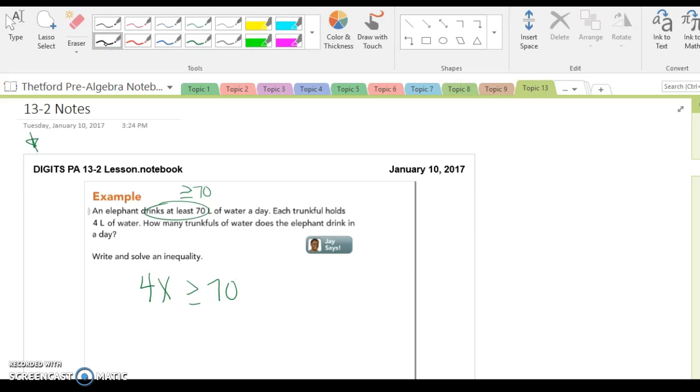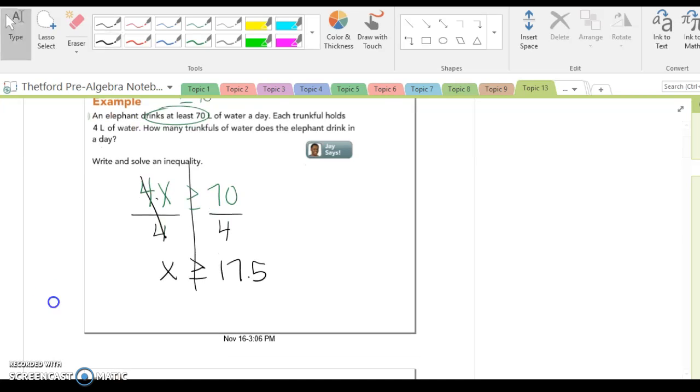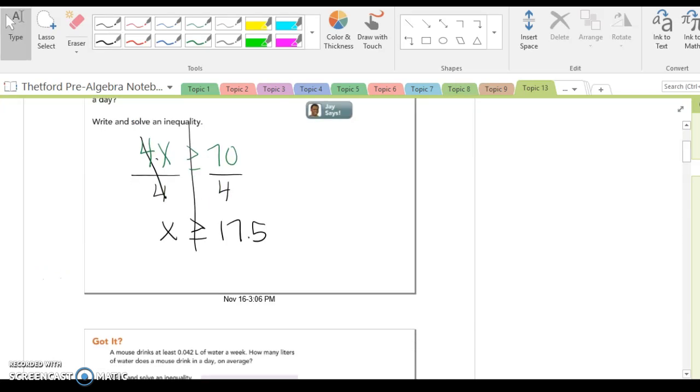So just like we did last unit, we draw our line, and right now we're multiplying. And so when we multiply, we know that the opposite is actually to divide. So we're going to divide by 4 on both sides. And when we do that, these cancel, and we have x is greater than or equal to 17.5. So that means that that elephant has 17.5 trunkfuls of water a day. And that's just the minimum. It might have more than that.